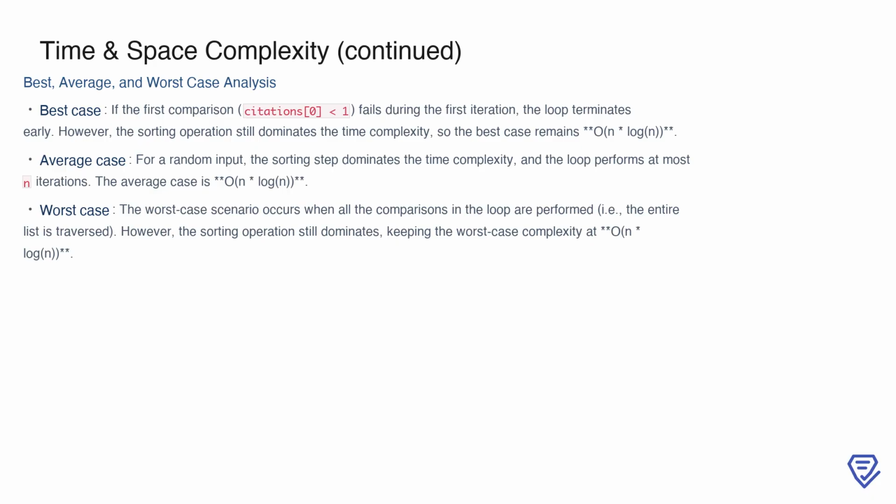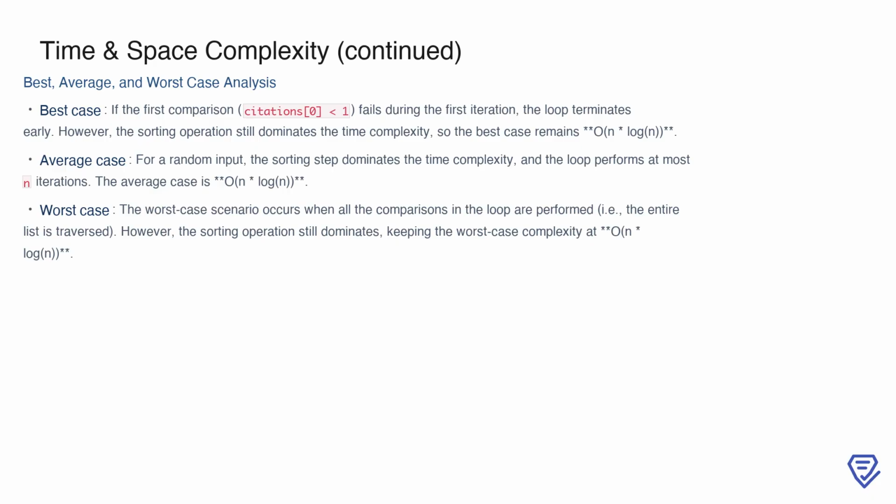In the best case, the loop exits after the first comparison, for example, if citations is 0, 1. However, even in this case, the sorting step dominates the time complexity, keeping the best-case complexity at O(n log n). In the average case, for a random input, the sorting still dominates, while the loop performs up to n iterations, resulting in a time complexity of O(n log n) overall.